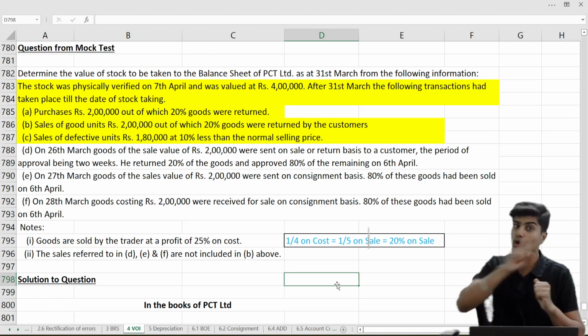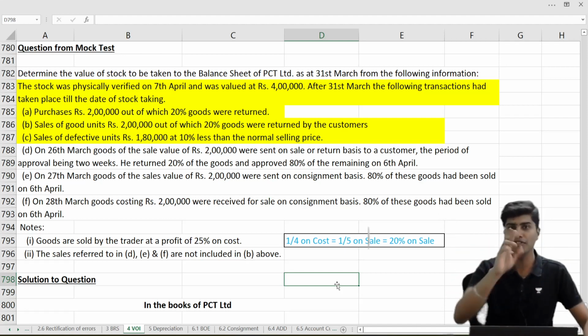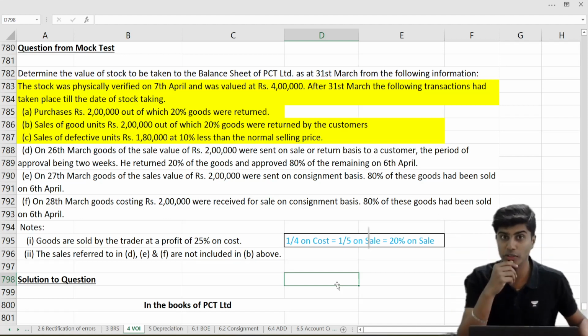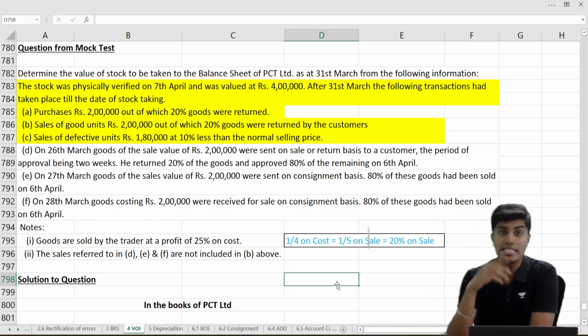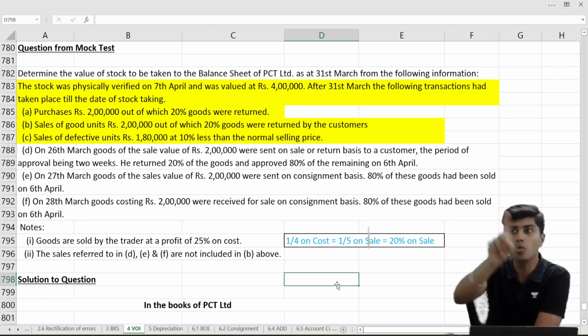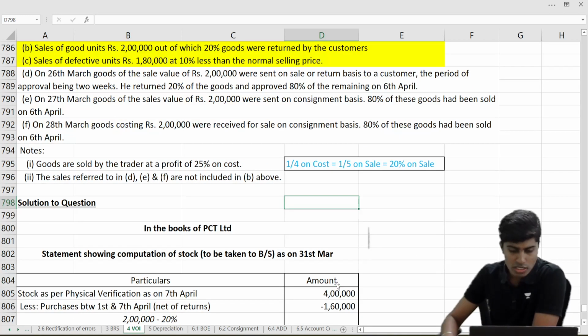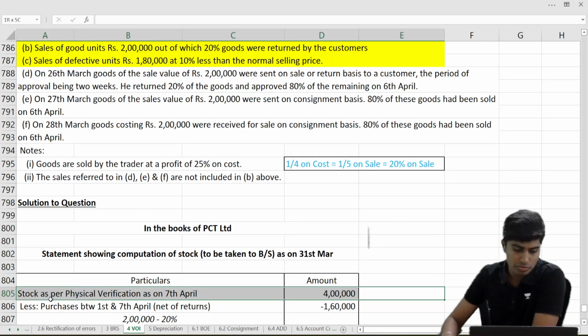But we are not doing physical inventory valuation on 31st of March. When are we doing valuation? Our inventory valuation is postponed to 7th of April. On 7th of April, when I physically count the inventory, it was 4 lakh rupees.